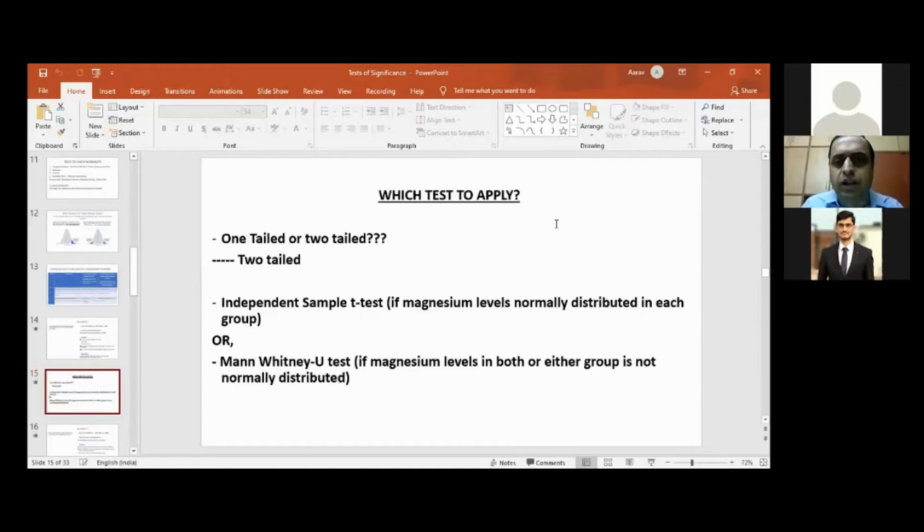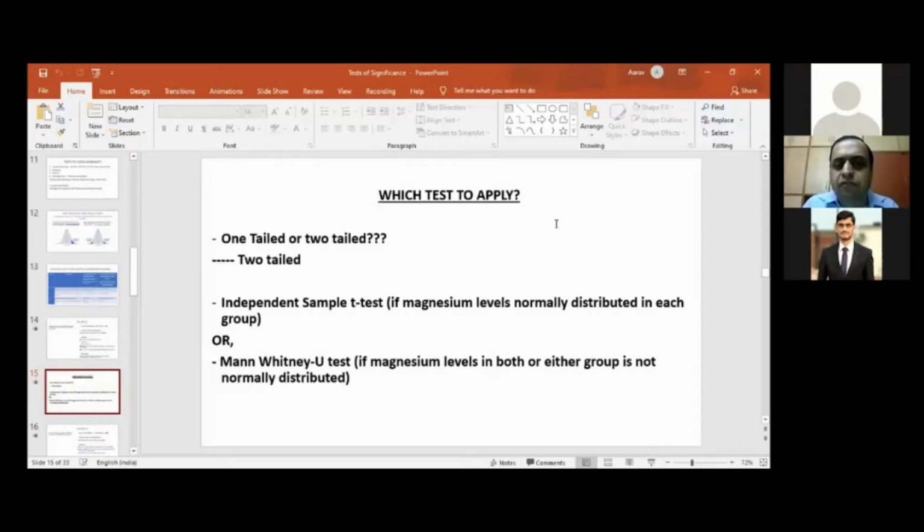Now, whether we will use a one-tailed test or a two-tailed test here, we will use a two-tailed test. Why? Because we don't know whether the magnesium levels will be the same between the two groups, survivor and non-survivor. Will the survivors have higher magnesium as compared to the non-survivors? Or will the non-survivors have higher magnesium level as compared to survivors? We cannot interpret this before the study is completed. So it has to be a two-tailed test. It cannot be a one-tailed test. If you apply a one-tailed test, then it is going to be wrong. The interpretations are going to go haywire.